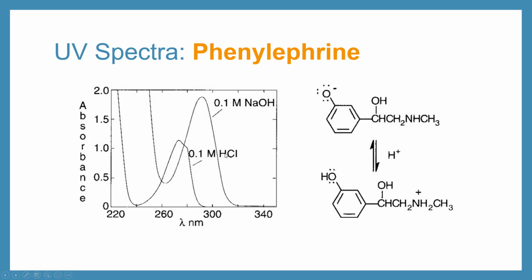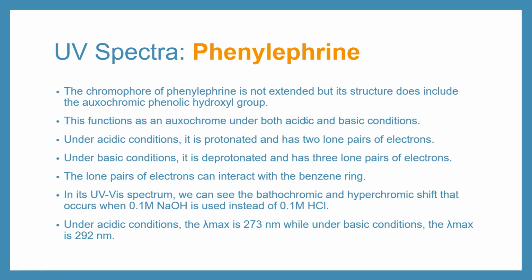So again, in an acid, it's being protonated. We're adding those protons. So that's this structure down here. And in NaOH, it's being deprotonated. So we're losing those protons. And that is up here. So how does that affect the spectrum? So again, we have our chromophore is not extended. Okay, so we're talking about that.